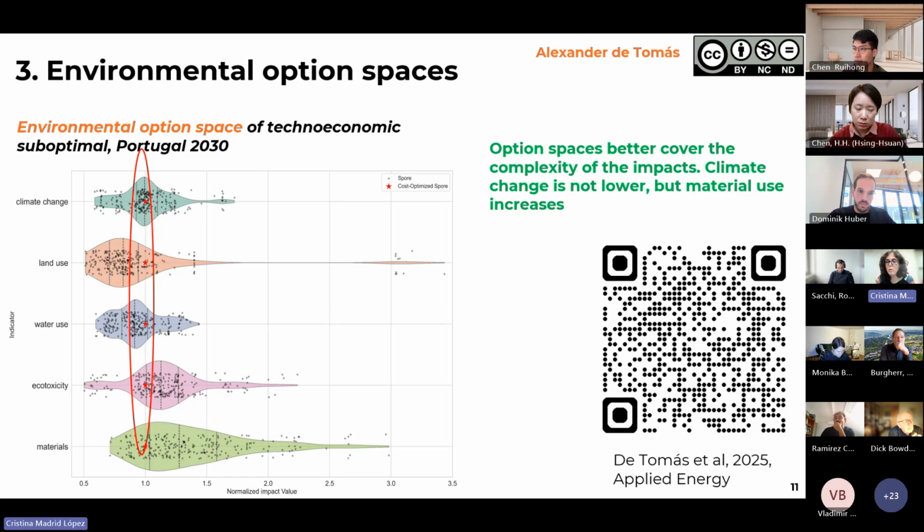Another thing is that when you do a holistic assessment in this way, you get to compare against the optimal, the techno-economic optimal. So here I'm showing a work developed by Alex de Tomas, and you can see how the option space moves not only to reduce but also to increase. As the future is uncertain, as we are moving to this weak problem space, what we might want to know is what is actually the margin that we have to move up and down of that optimum. So here you see how, for example, land use gets reduced in the option space. But for example, materials clearly are increased because of the amount of infrastructure that we need to build. Again, the paper is here.